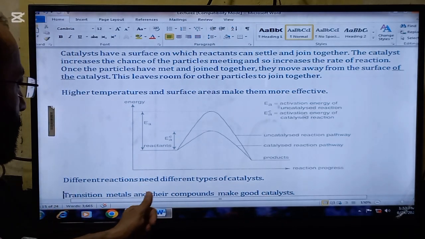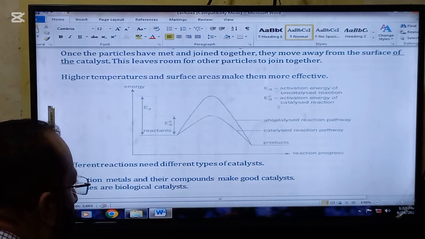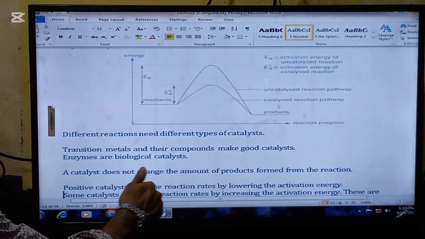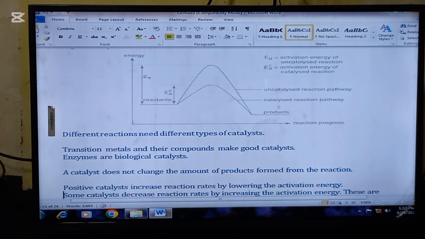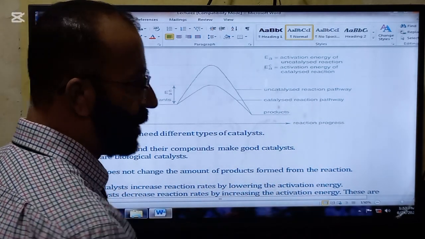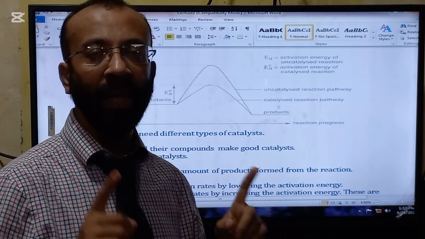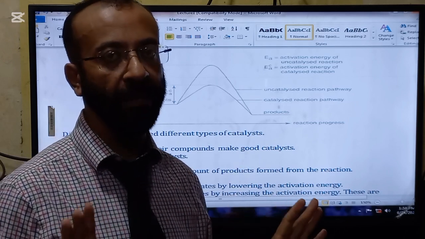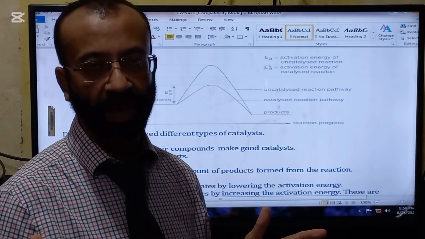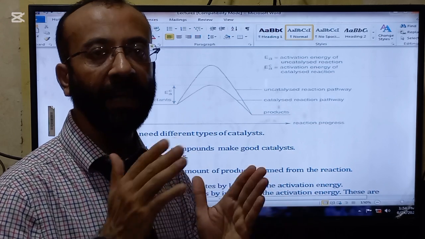Different reactions need different types of catalyst. Transition metals and their compounds make good catalysts. Enzymes are biological catalysts. A catalyst does not change the amount of the product formed from the reaction. So this is another point to understand. The amount of the products will be the same with the presence of the catalyst or without the presence of the catalyst. The only difference will be time.